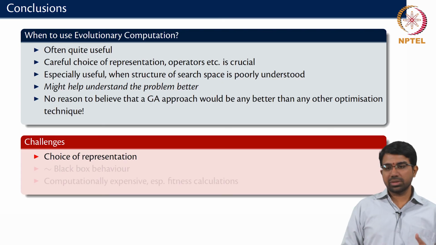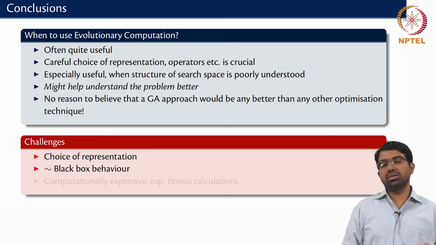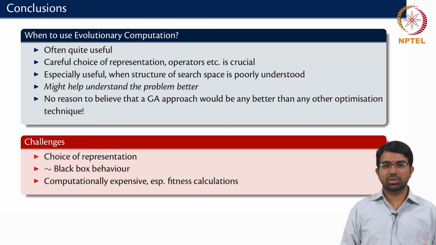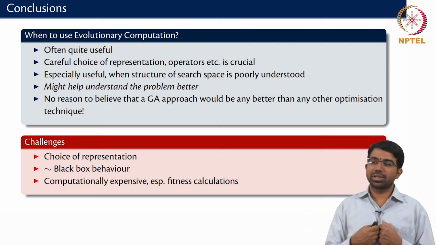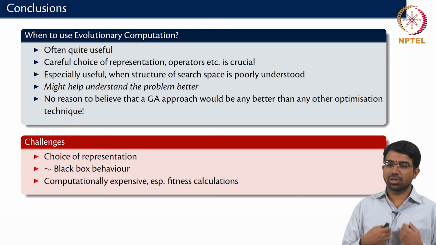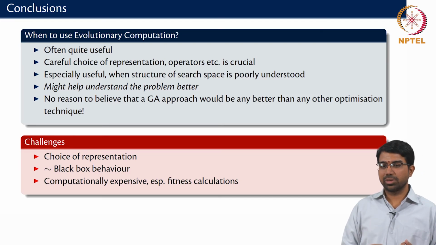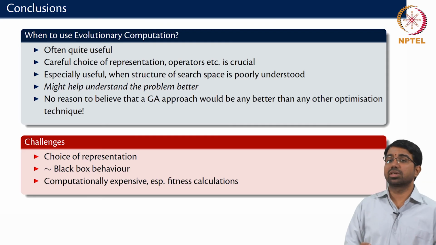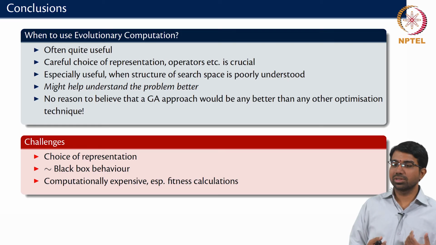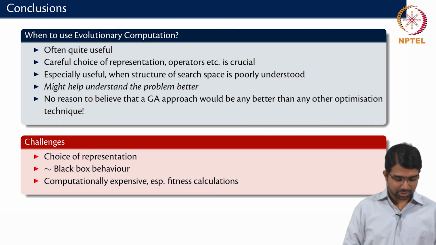So, the choice of representation remains the biggest challenge, and of course, I already mentioned the black box issue, and it is of course very expensive because you are evaluating hundreds of thousands of solutions, fitness function evaluations. Your population size might be 100 and you might run it for 10,000 generations, and so you are looking at a huge number, millions, of fitness function calculations.